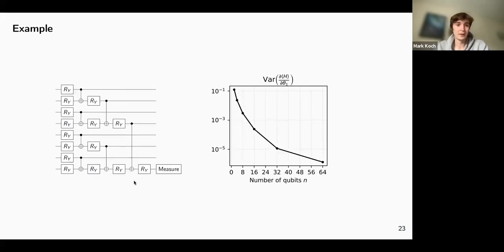For example, this tree-shaped ansätze only gets a polynomial decay. Right? So in this case, you would say that we do not have this problem here. So people are really interested in figuring out which ansätze have this issue and which ones do not.